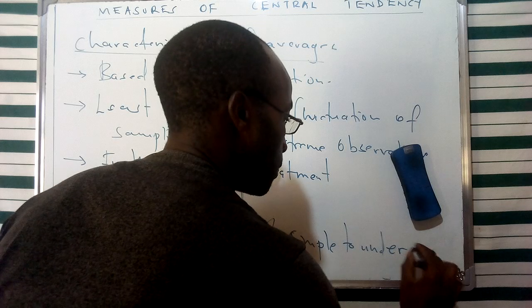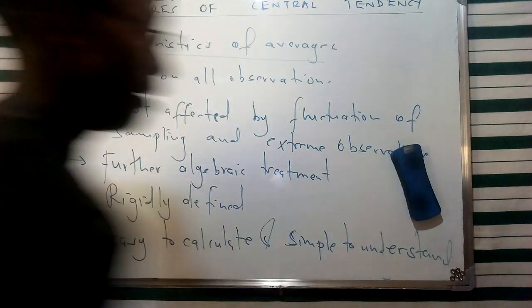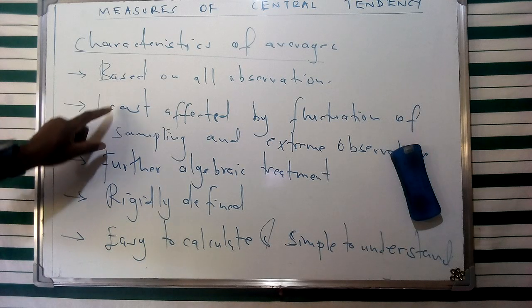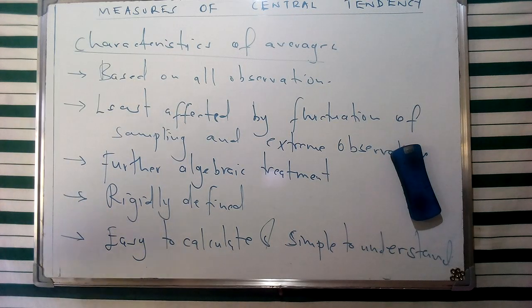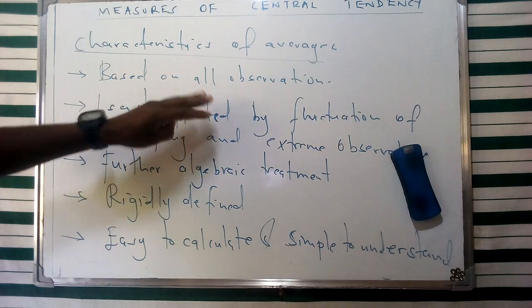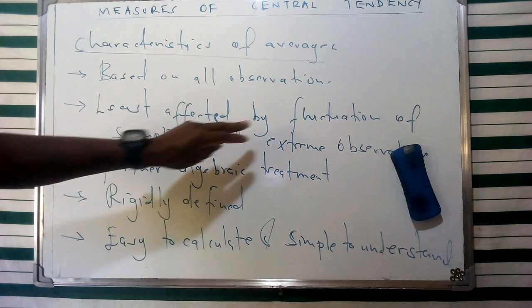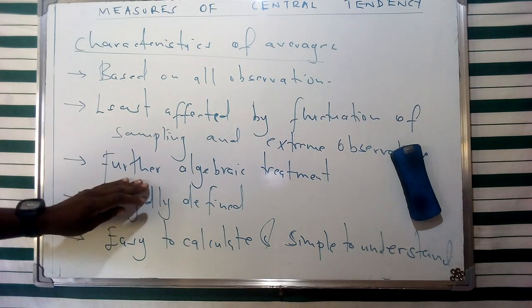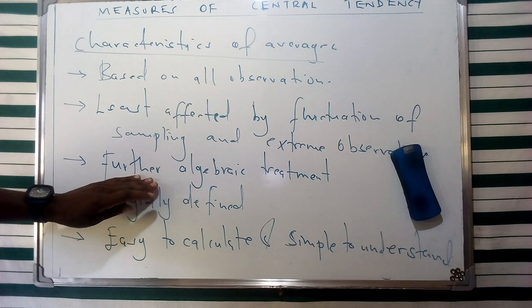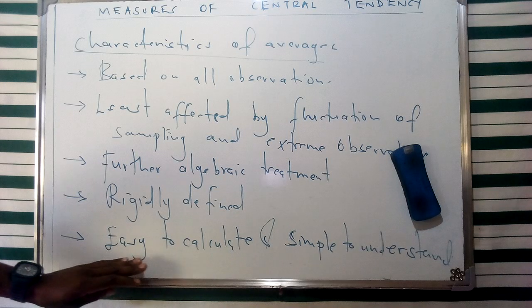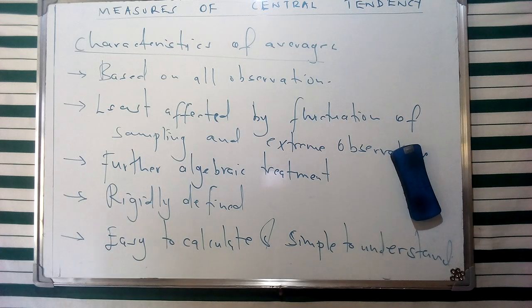Some of the characteristics which we can mention, of course, a number of them, but not exhaustively, are some of the characteristics of these representative values that we expect to be displayed. So in summary form, I've said that they should be based on all observations. They should be least affected by the fluctuations of sampling and extreme observations, and further they should be able to be treated using further algebraic treatment, and they should be rigidly defined, and lastly they should be easy to calculate and simple to understand in that particular case.